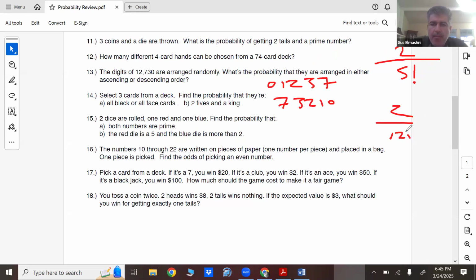So 2 out of 120, or 1 out of 60. Again, that's probably what you want, based on what's total.